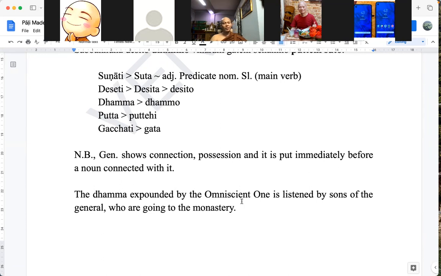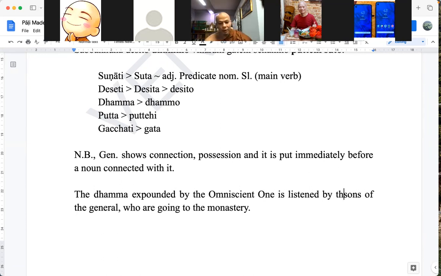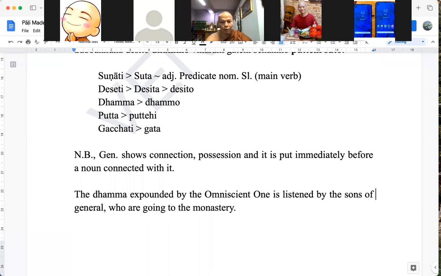So if we use that translation, the Pali sentence will still stay the same? Yeah, the same. Sense of the general, as you said, and also the general's sense. Also, if I translate it as the general's sons are going to the monastery to listen to the Dharma expounded by the omniscient one, is it still the same Pali sentence? Oh, it's not the same. At that time, it is different.